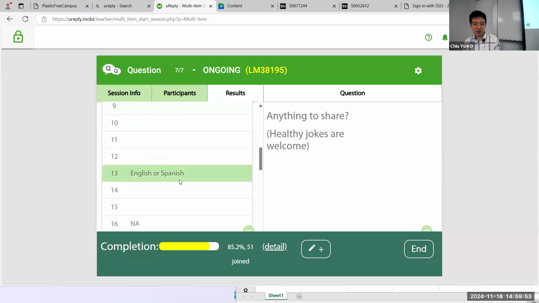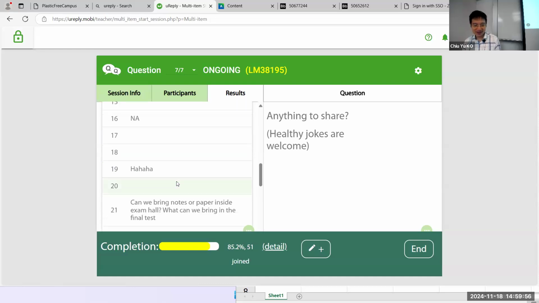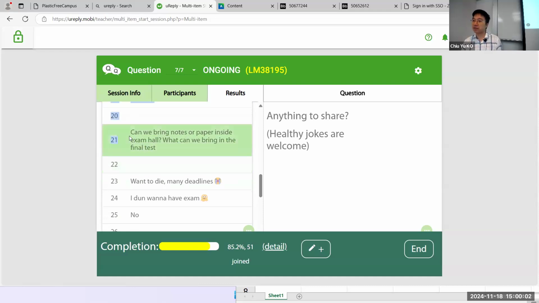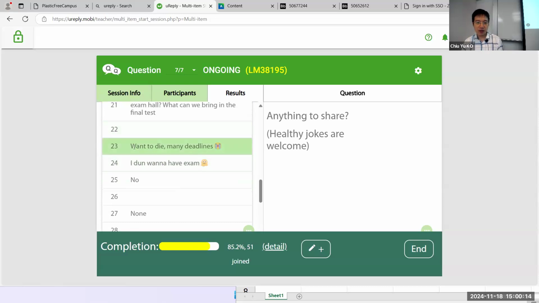English, Spanish, English, I guess. Ha ha ha. You can bring whatever you like as long as it's paper. Cannot share. Bring your own. Just like when you go to the toilet, bring your own toilet paper. You can't share toilet paper, right? Same. If you have a suicidal thought, please contact help.